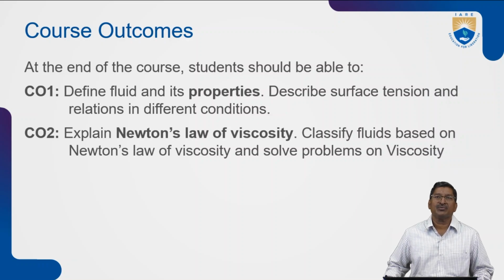At the end of the course, the student will be able to define what is fluid and its properties, and what is surface tension, and the relations in different conditions. That is course outcome 1, CO1. CO2, course outcome 2, is that the student will be able to explain Newton's law of viscosity, what the different types of fluids are, what the classification of fluids is, and they can solve problems on viscosity. That is course outcome 2.